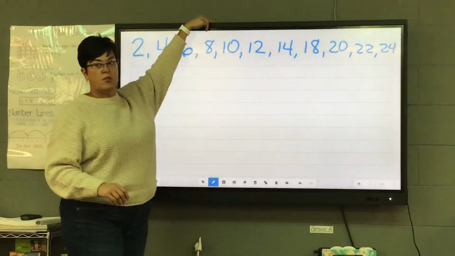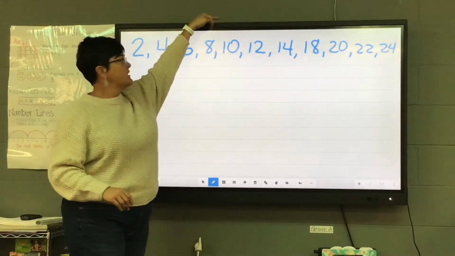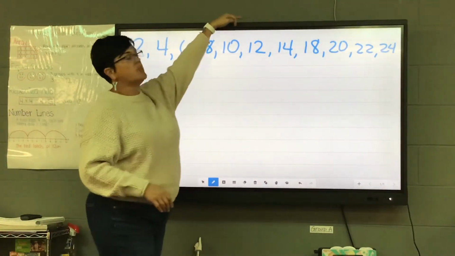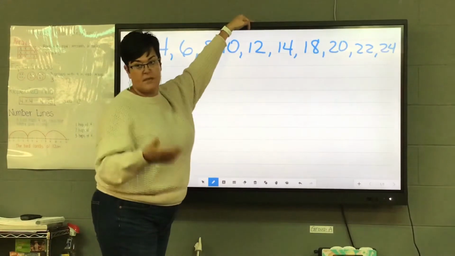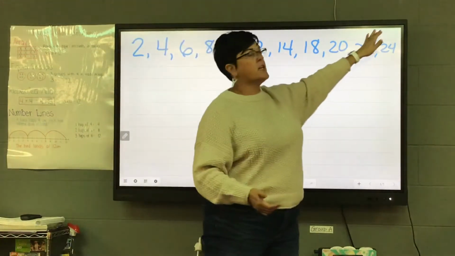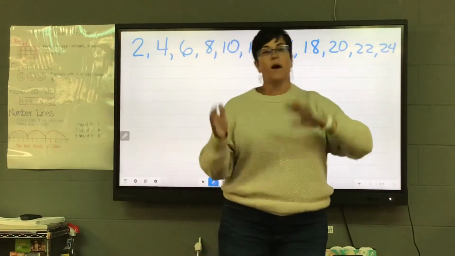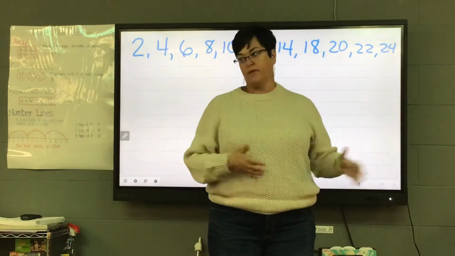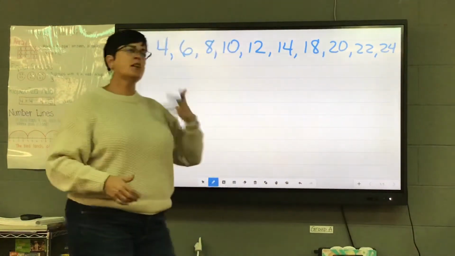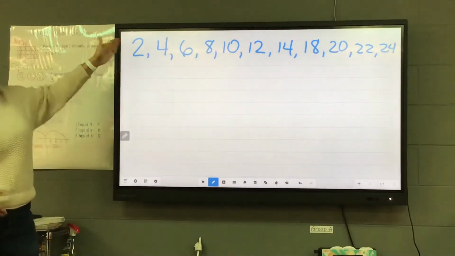4 times 2 is 8. 5 times 2 or 2 times 5 is 10. 2 times 6 or 6 times 2 is 12. Okay, so we are going to be working our way up to 12 times different numbers. That's why I had you stop at 24. So let's go ahead and skip count by twos.